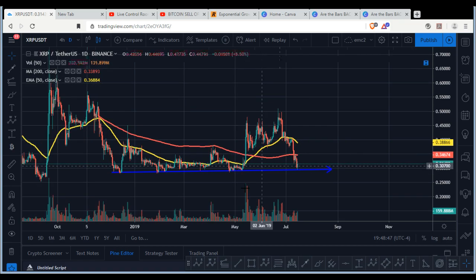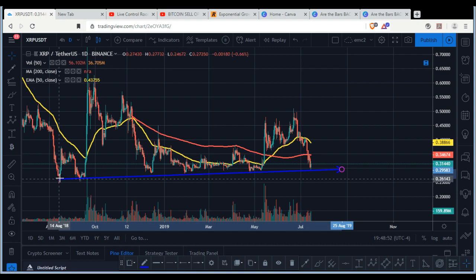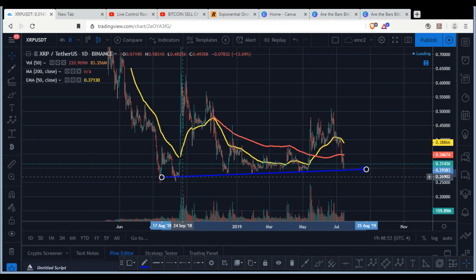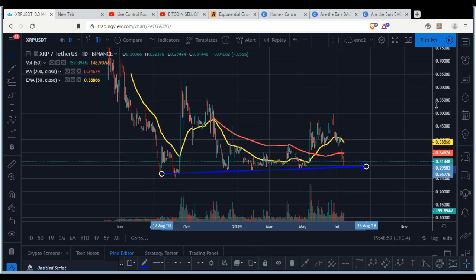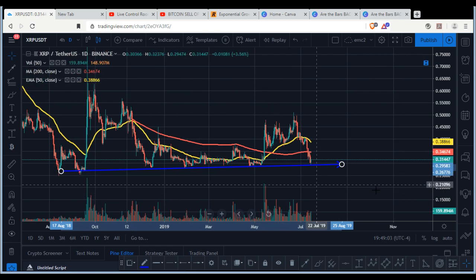Just because XRP is around this area, you don't want to short XRP around this area, guys. You want to accumulate around this area. I wouldn't be shorting XRP at 30 cents or 31 cents. I would be accumulating.